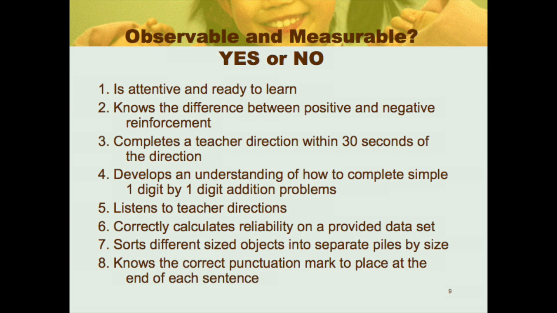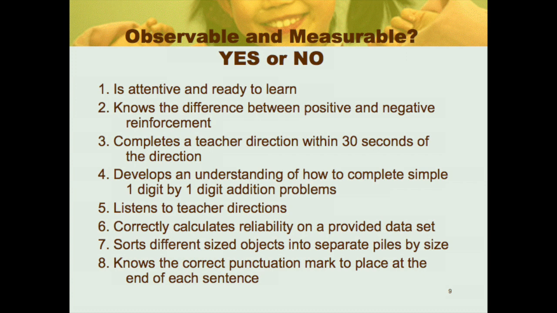Please answer yes or no if the following descriptions of a behavior are objective and measurable. Please pause the video now. Number 1. No. What does attentive look like? Someone could be looking right at you and not being attentive at all. Number 2. No. What does knowing something look like? You could say something more like, can provide an example of positive and negative reinforcement when prompted by the teacher.